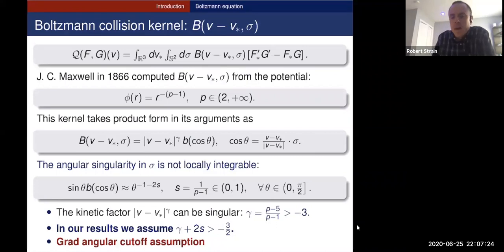And it's actually Maxwell, James Clerk Maxwell, in 1866 who computed this kernel B from these intermolecular potentials phi(r) = r^{-(p-1)} for p between 2 and infinity.